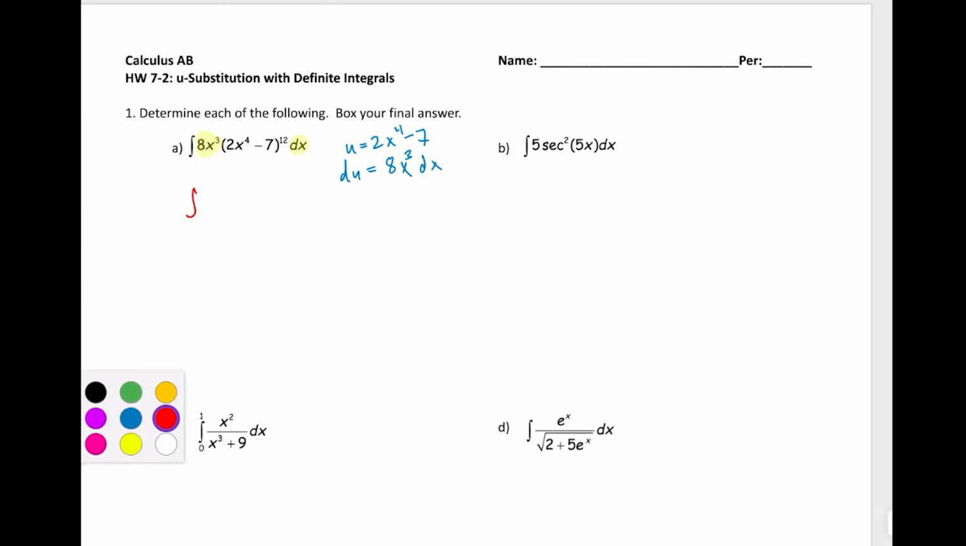So now I can rewrite this as the integral of u to the 12th du, and finding the antiderivatives of that is just going to require one instance of the power rule or the anti-power rule. So I'm going to raise that exponent by 1, divide by 13, and then add c. And that's pretty much it, except we need to replace that u with what u is, which is 2x to the fourth minus 7.